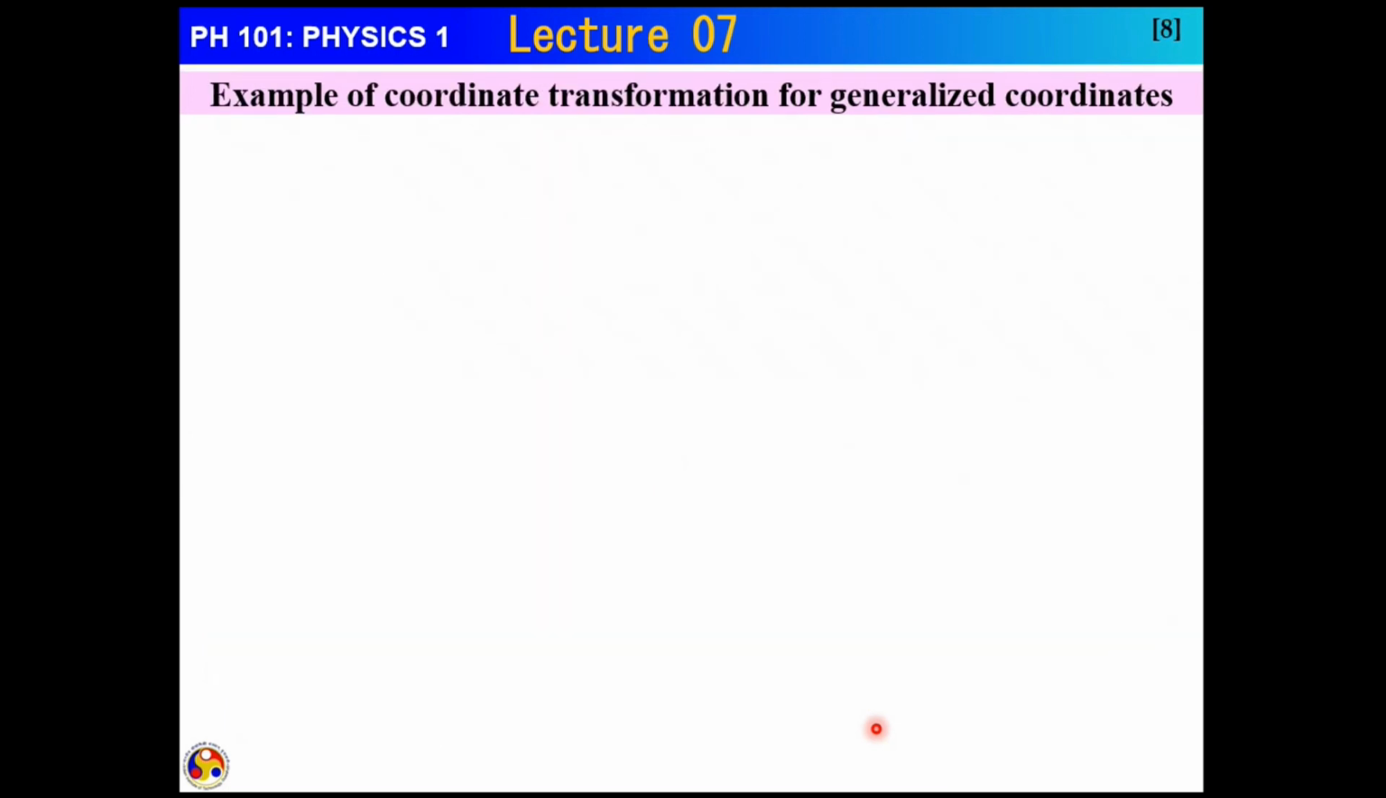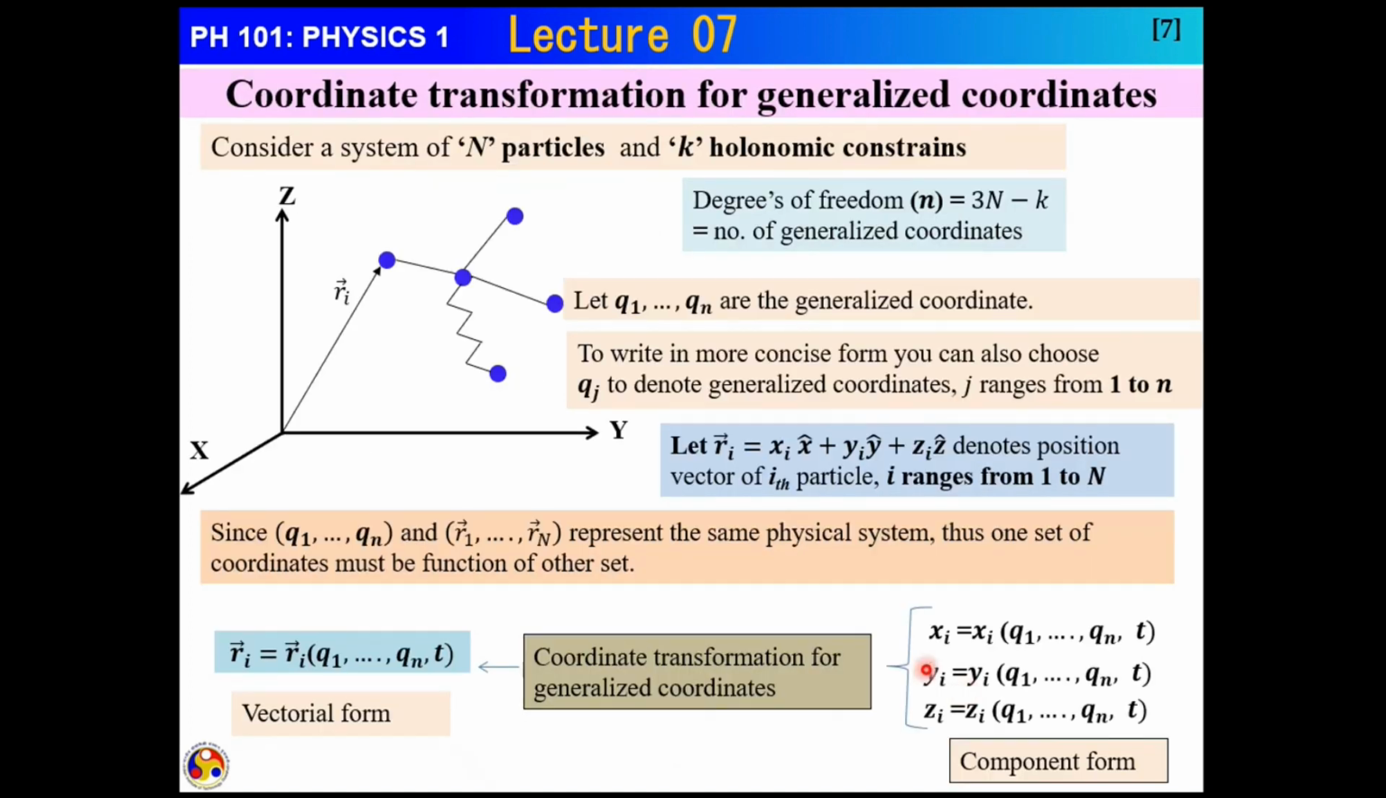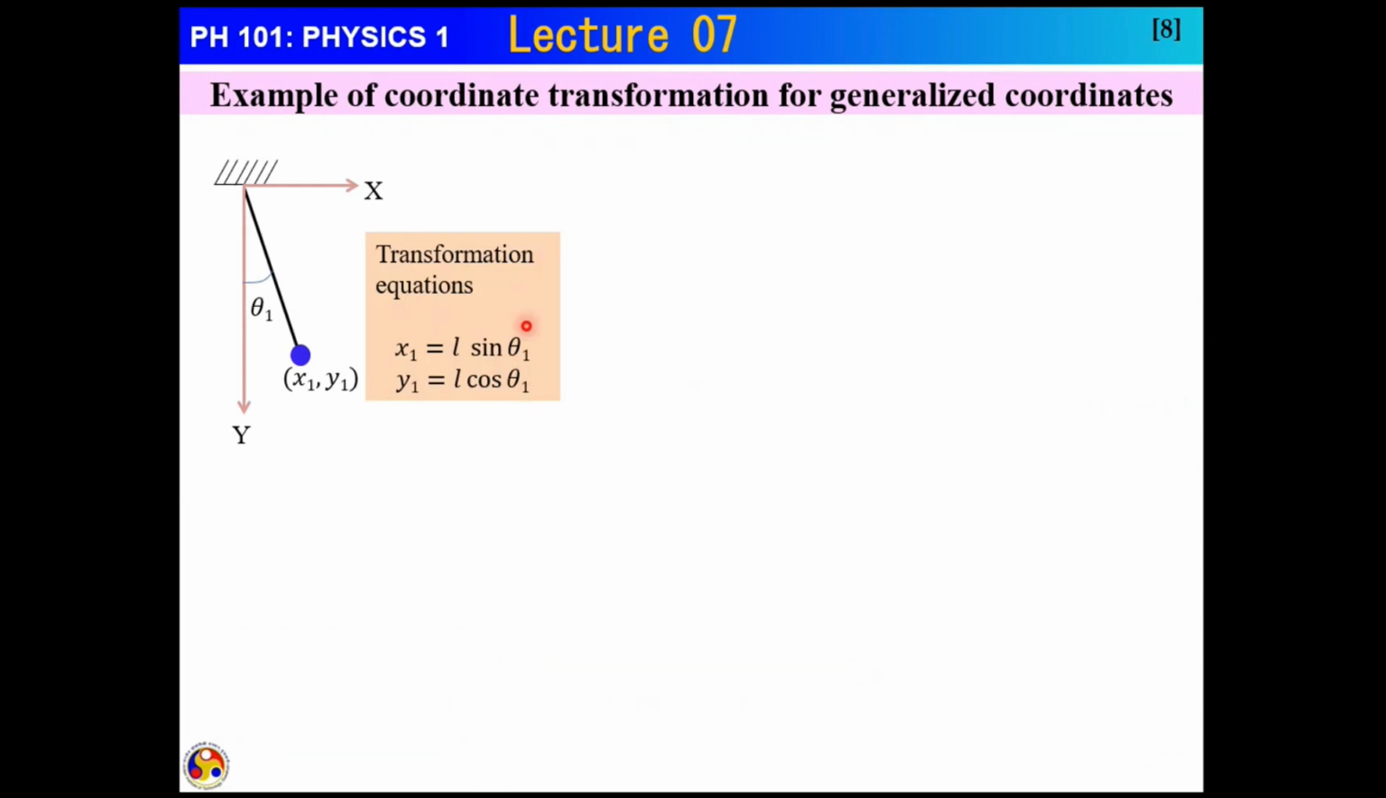It might look very abstract to you, so let's take one example, our favorite example, the simple pendulum. You can write x1 as L sin theta 1. As we said, we have only 1 degree of freedom, so we need only one generalized coordinate. We choose the generalized coordinate to be theta 1. So x1 we can write as L sin theta 1. And this is exactly what I said in the previous slide, that I can write xi as a function of the generalized coordinates and time. Here, time is not appearing because it's a holonomic, scleronomic constraint.